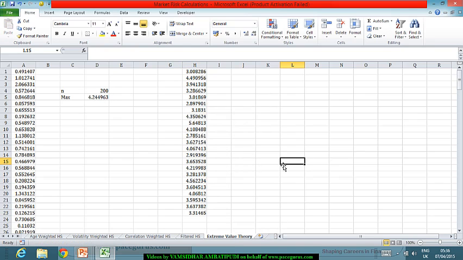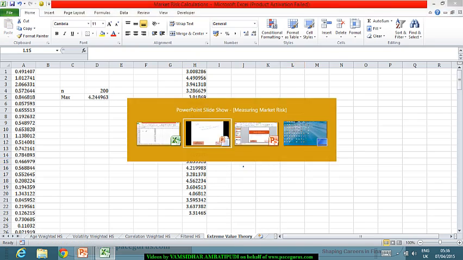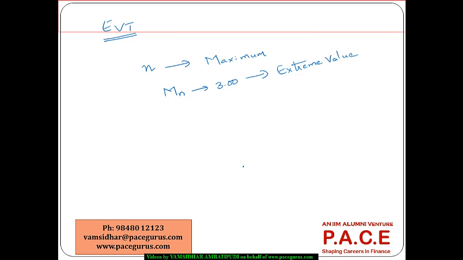Now these are the various maximums that I have collected. What it says is, in a very general condition, we will bring in what is called the Fisher-Tippett theorem.